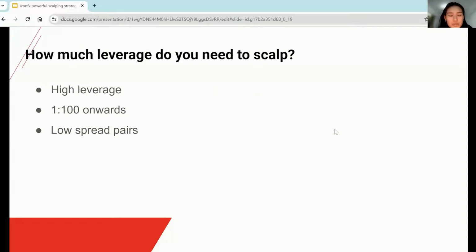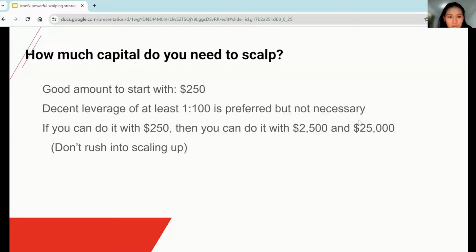How much leverage do you need to scalp? This is pretty high leverage, perhaps from 1 to 100 onwards. And we are using pretty low spread pairs as well. How much capital do you need? A good amount to start with is 250. So a decent leverage of at least 1 to 100 is preferred, but not necessary. If you can do it with 250, then you can do it with 2,500 and 25,000. But we typically recommend to not rush into scaling up.